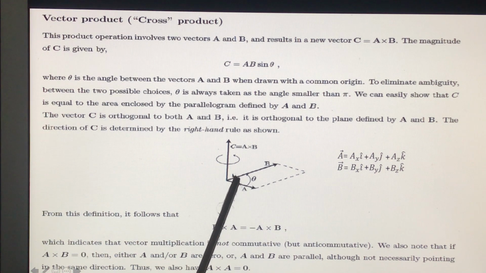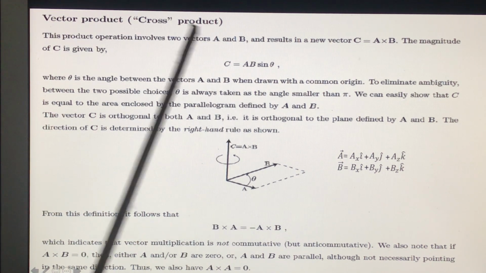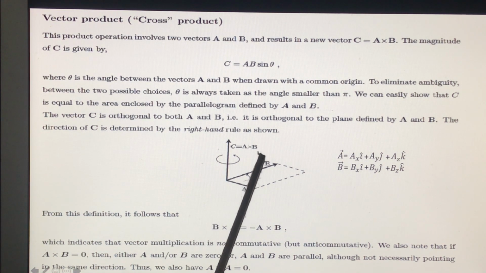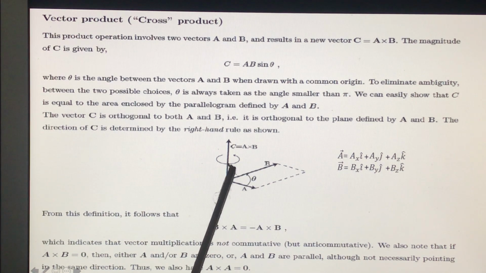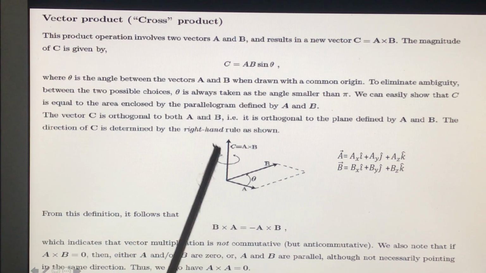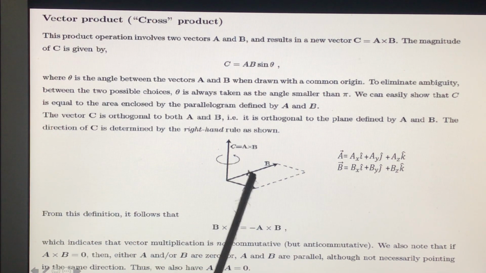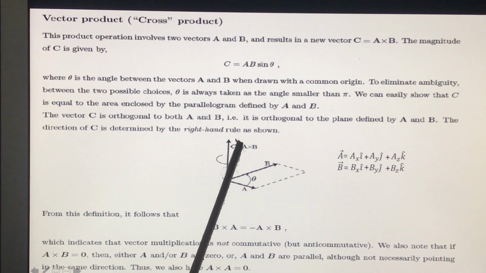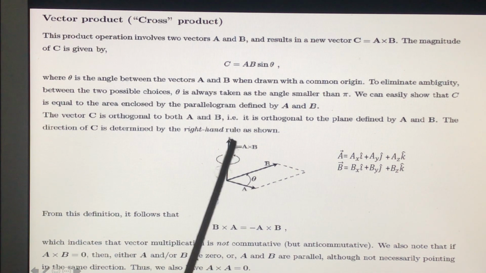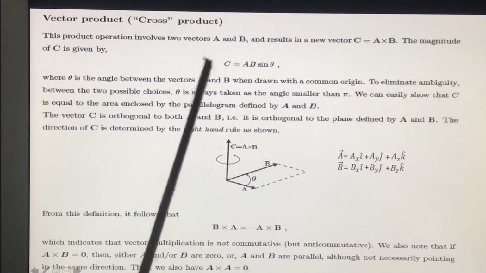Suppose A is a vector here and B is a vector here. So if we consider this A and B vector in the xy plane, then the resultant will be in a direction perpendicular to the plane containing A and B. So if A and B vectors are in the xy plane, then their resultant will be in which direction? It is basically in the z direction.